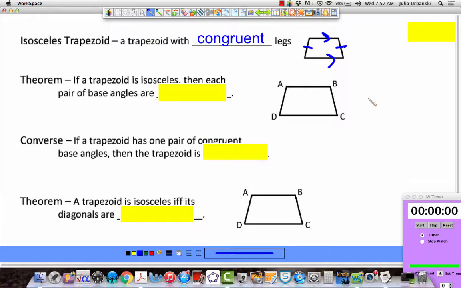Whenever anything is isosceles, it has a couple more things that are special about it, a couple more things that are true. If a trapezoid is isosceles, then each pair of base angles are congruent. Base angles are the angles on the same base.